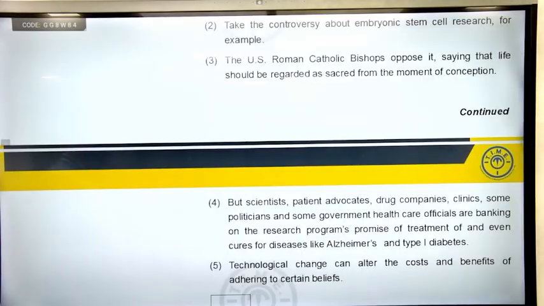Technological change can alter the costs and benefits of adhering to certain beliefs.